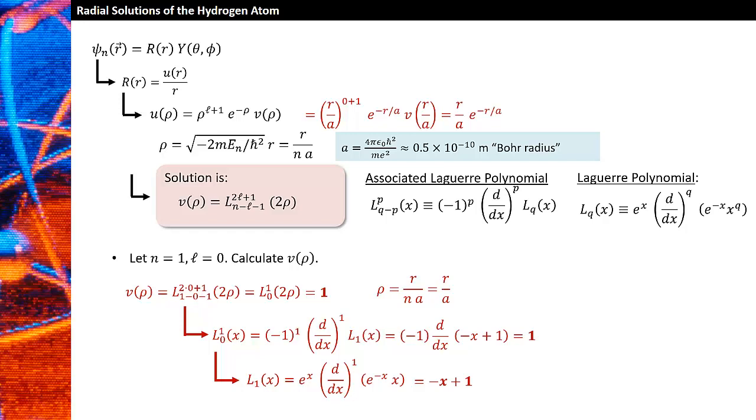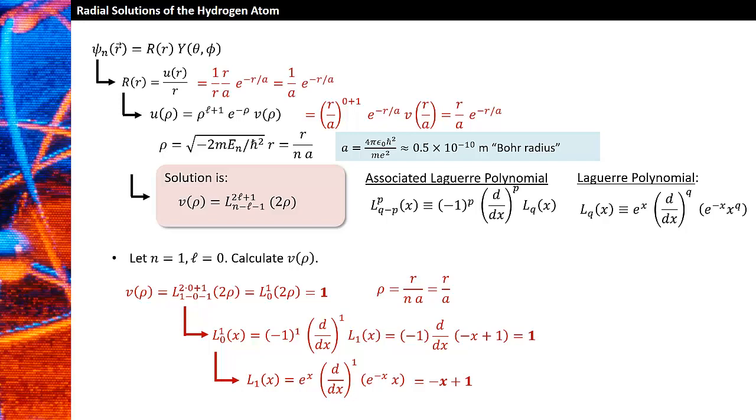E to the minus rho, well, remember rho is r over a, so I get e to the minus r over a, times the function v of rho. Well, v of rho was just 1, so I don't get anything there. So ultimately, for u of rho, I just get r over a, e to the minus r over a. So it's a relatively simple looking expression for the function u of rho. Let's go one more step up and calculate the radial function R of r.